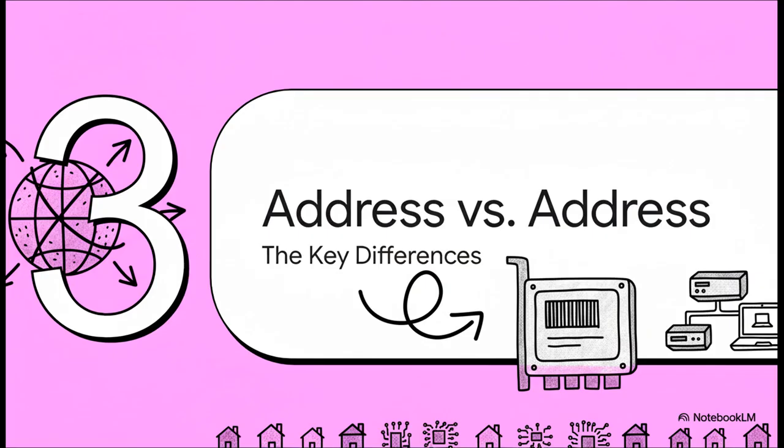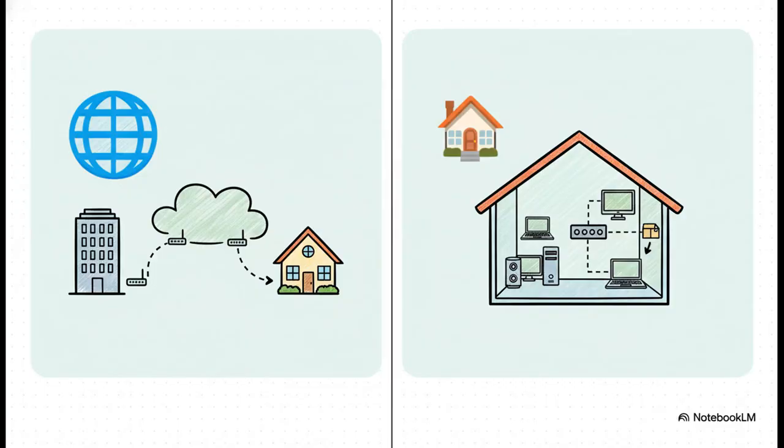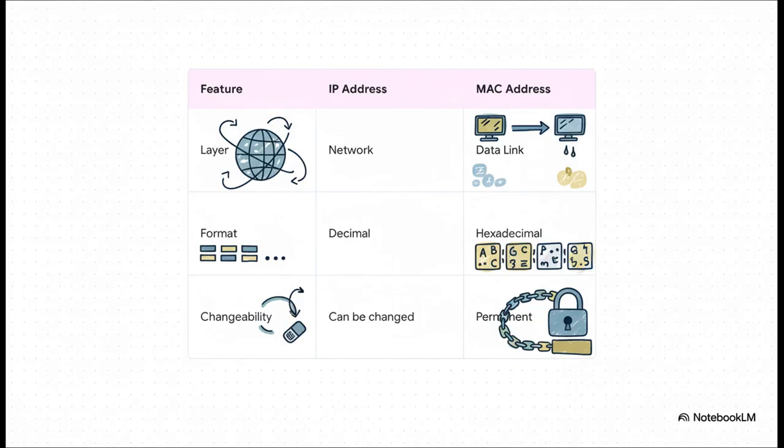Let's really drill down on the differences and put them side by side. So, if there's one thing to remember from all this, it's this. IP addresses are for the big picture journey, for routing data between different networks. They're what routers care about. MAC addresses are for that final hyperlocal delivery, for switching data to the right device within a single network. That's what switches care about. And this table breaks it down even further.